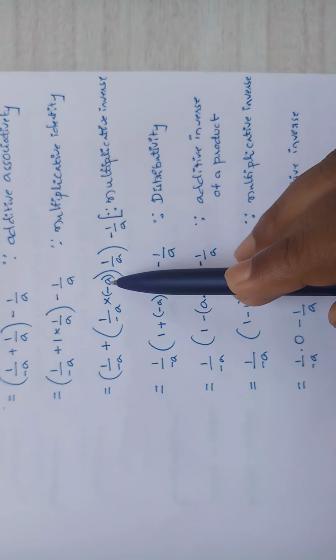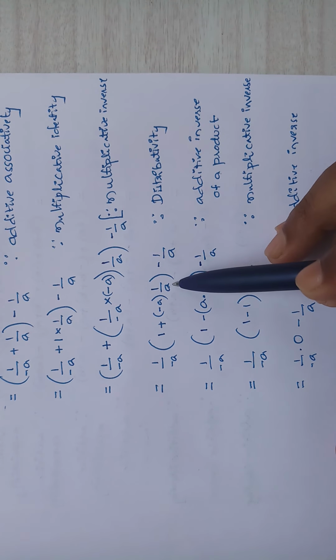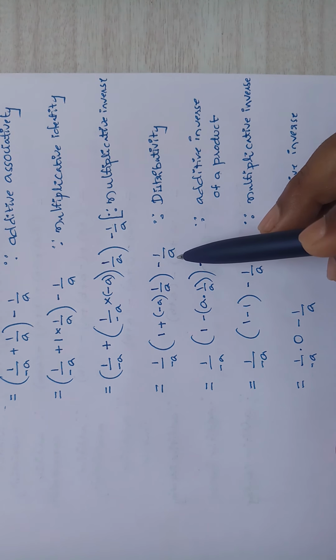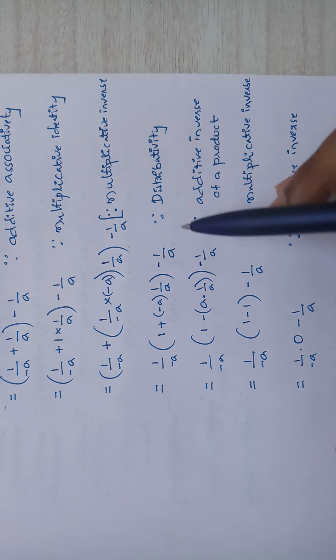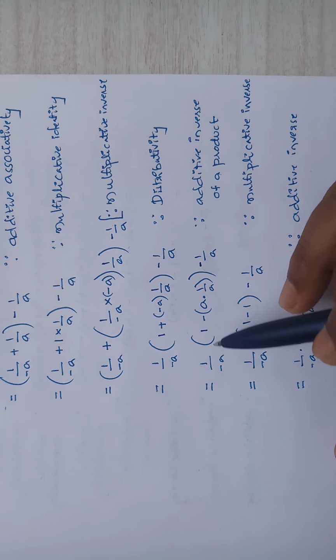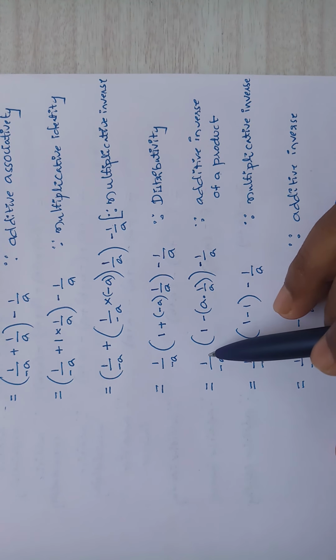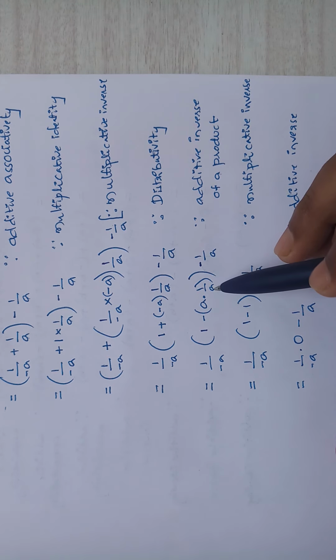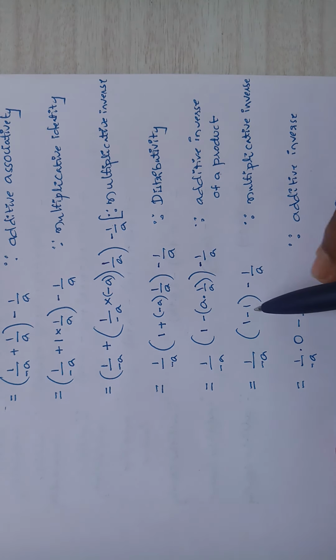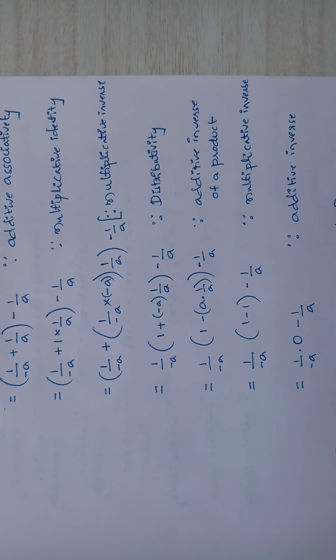1 plus minus of a into 1 divided by a, minus of 1 divided by a, by the distributive property, distributive law. So then this is equal to 1 divided by minus a into 1 minus a into 1 divided by a, because of additive inverse of a product. So then this is equal to 1 divided by minus a into 1 minus 1, minus of 1 divided by a, this term.